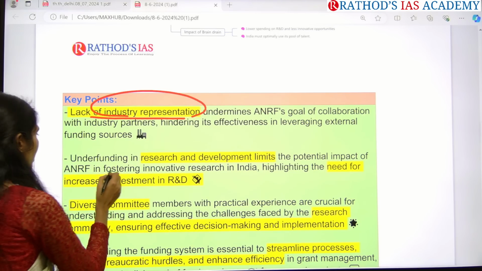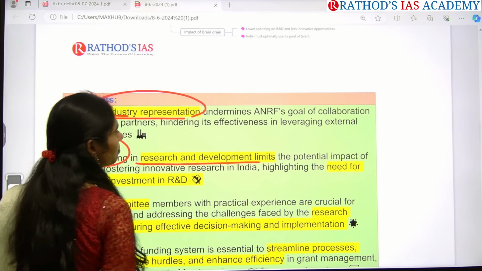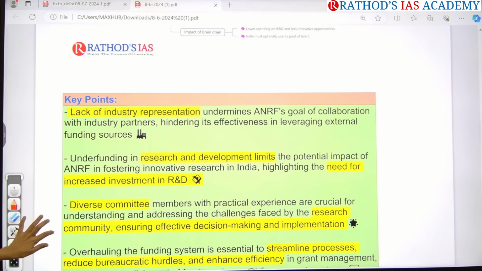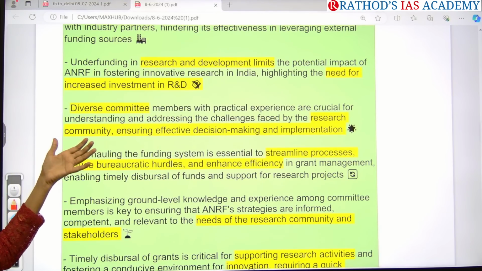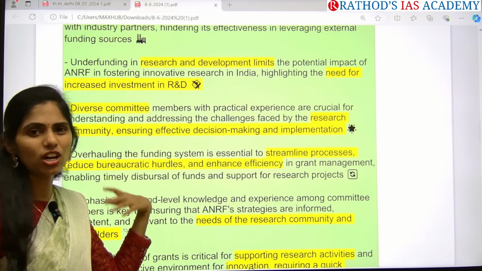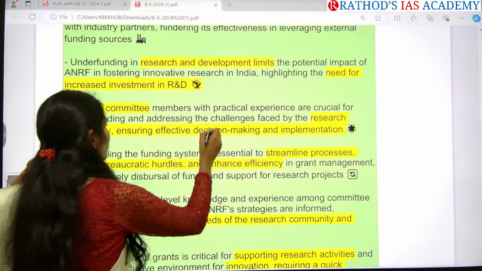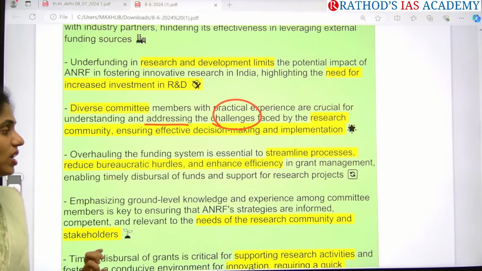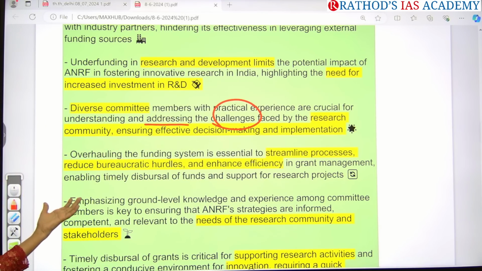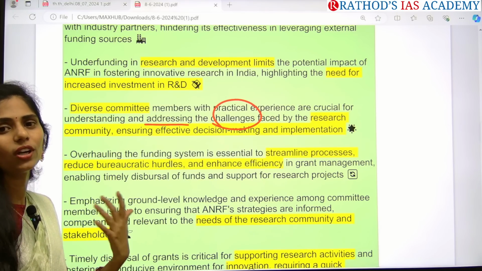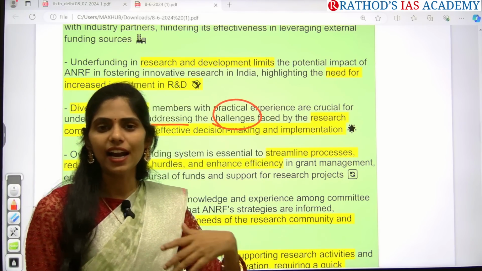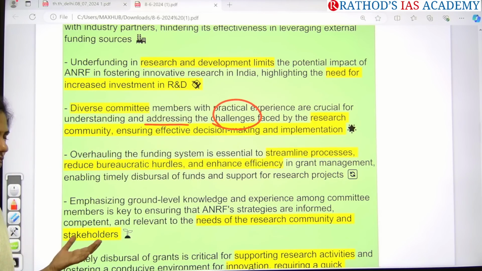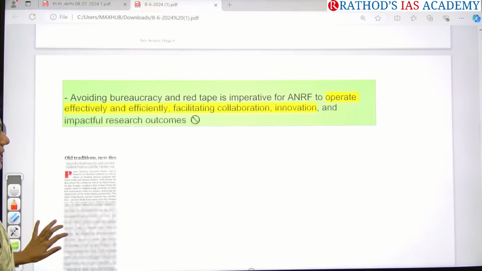And next, there is underfunding of research and development. Very low spending is seen in research and development. That is the second problem. And next, the research community and decision-making implementation is not proper. These are some of the challenges we are facing in our R&D. So we have to take some steps to address this. We have to streamline the process and decrease bureaucratic hurdles, make it easy to do business and get licenses, etc., so that we can enhance research projects. All these things are mainly what is said in this article.